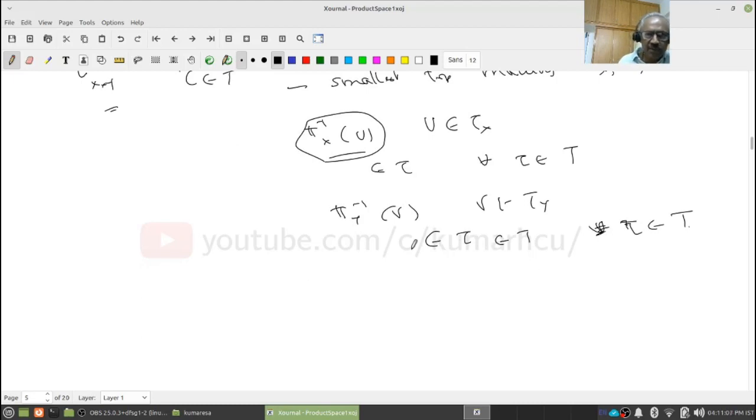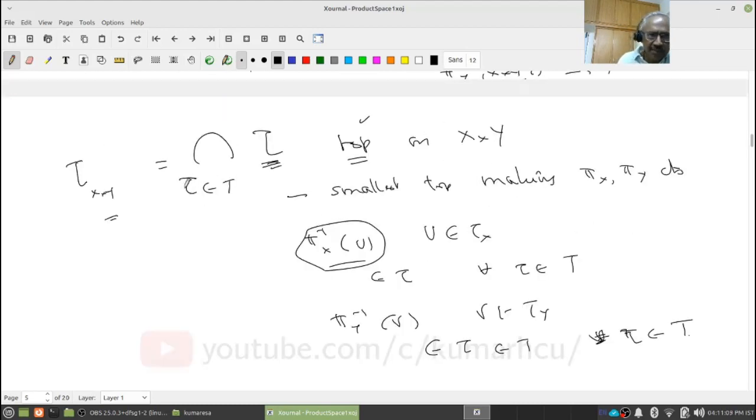So this topology makes pi x and pi y continuous. It's the smallest, because if tau dash is any topology which makes these continuous, that is going to appear here. Therefore, tau x times y is contained in tau for every tau in capital T. Therefore, it's the smallest topology.